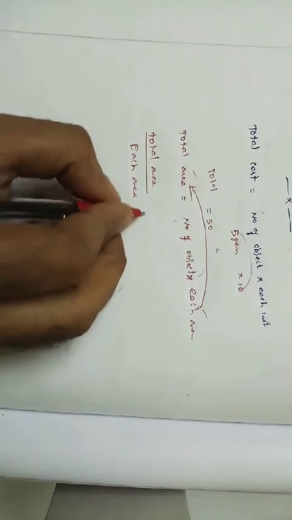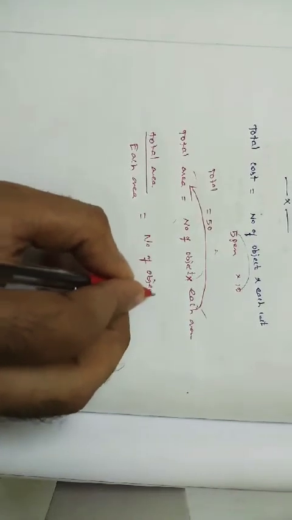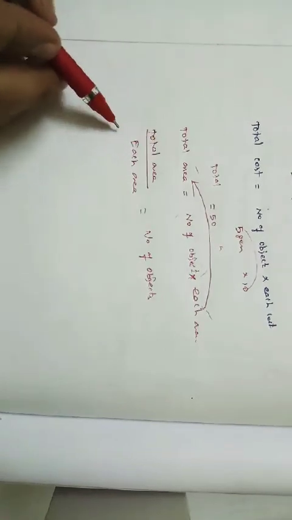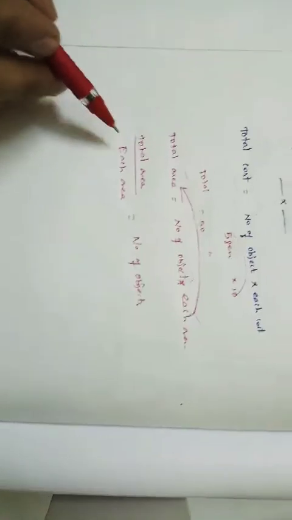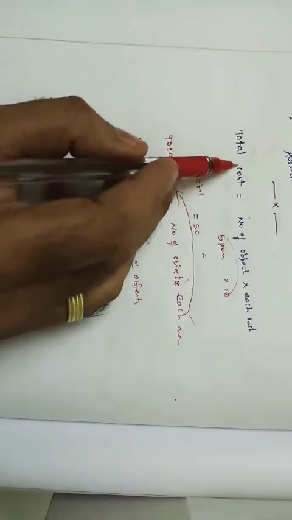Total area divided by each area is equal to the number of objects. So for finding the number of objects, just divide total area by each area. Total area by each area. The same thing here also: the number of objects we want to find means total cost divided by each cost.